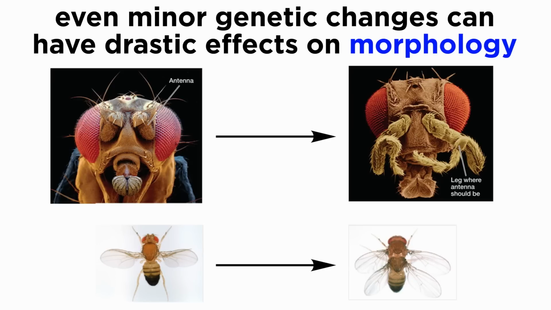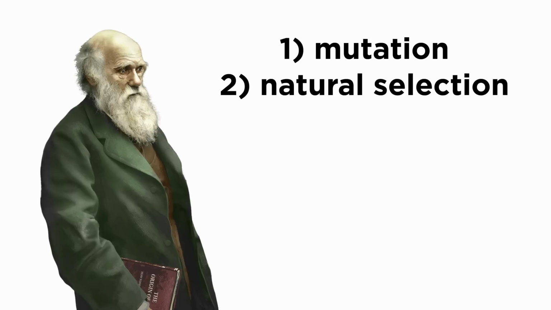We have physically observed instances where even single point mutations can have drastic effects on an animal's morphology, like legs growing from a fly's head instead of antennae, extra pairs of wings, and other major changes. The implications for evolution are obvious. With this understood, we can now begin to outline the various mechanisms by which evolution operates.